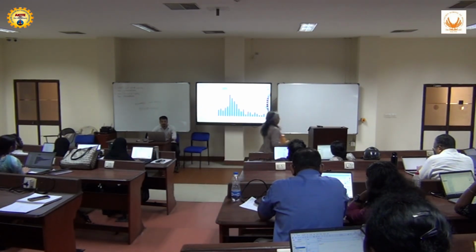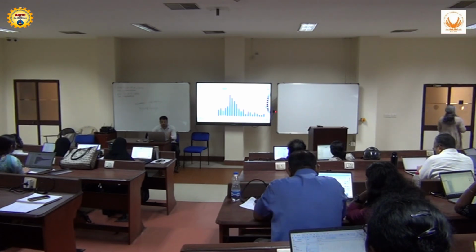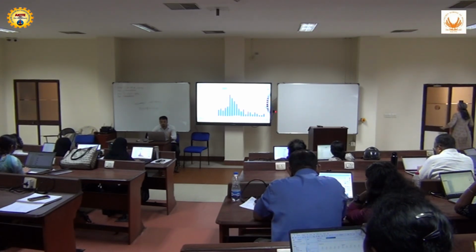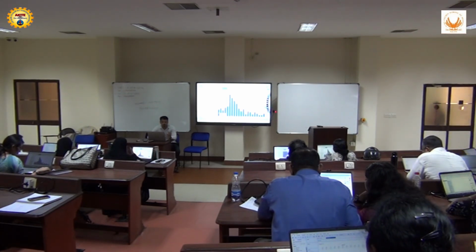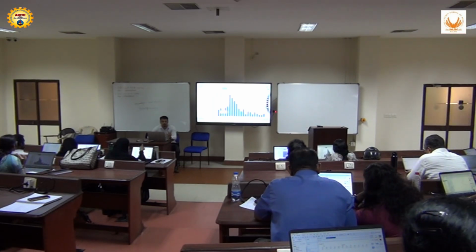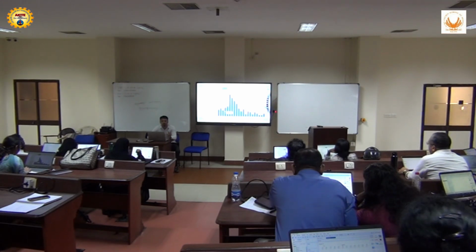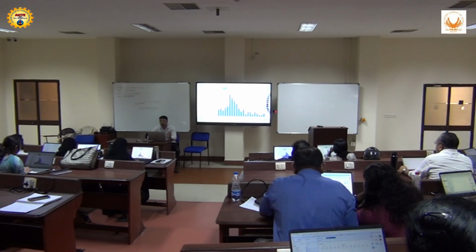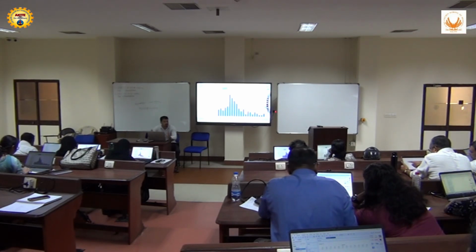So what it has done is, age it has classified in bins of 2. 18 to 20, how many employees are there? 20 to 22, how many employees are there? 22 to 24, how many employees are there? Likewise, you get the distribution. It's called a distribution table.